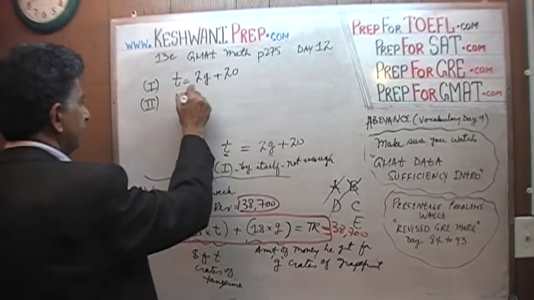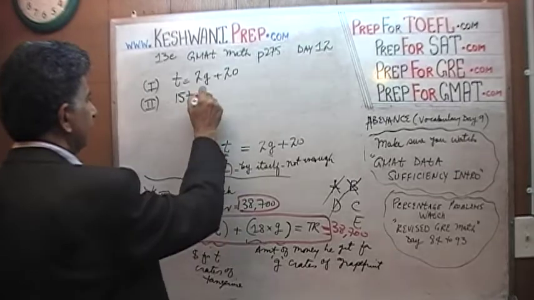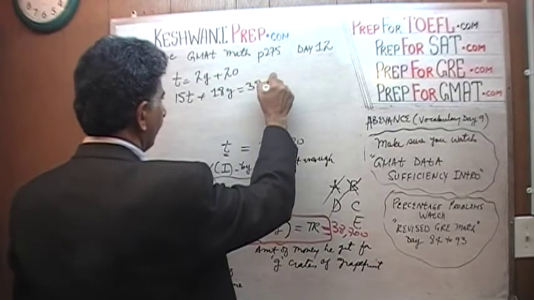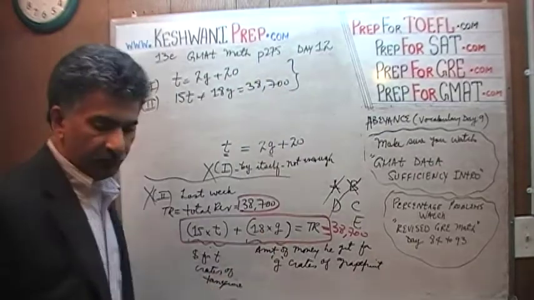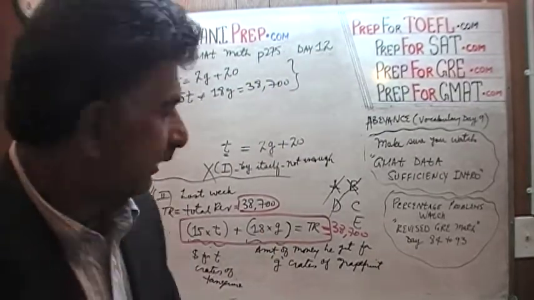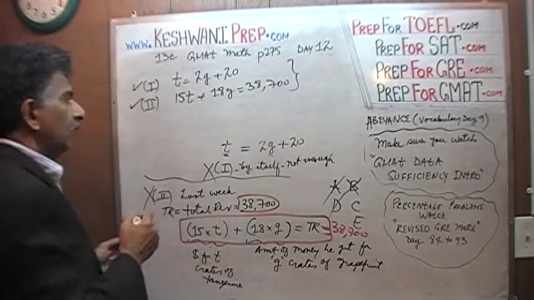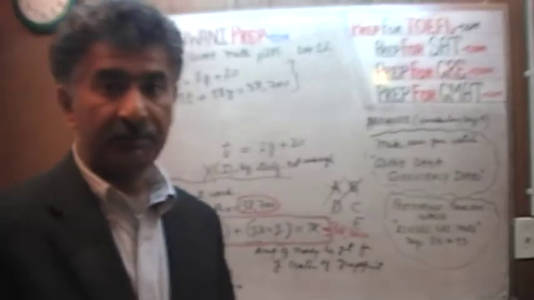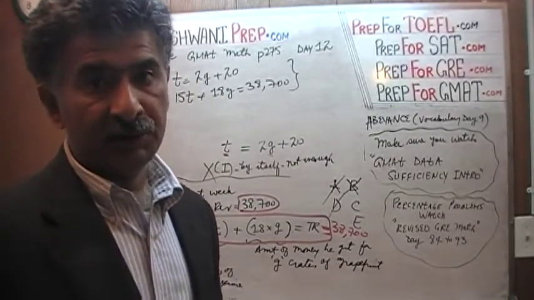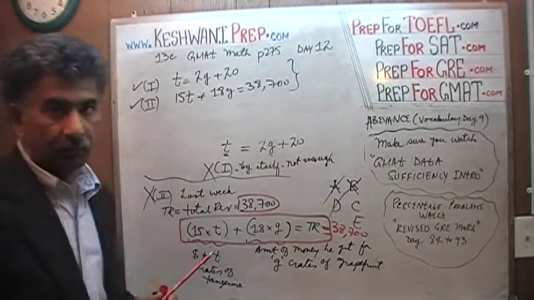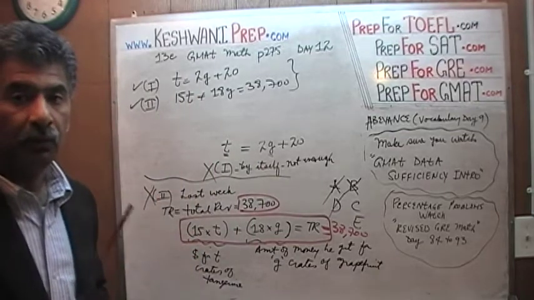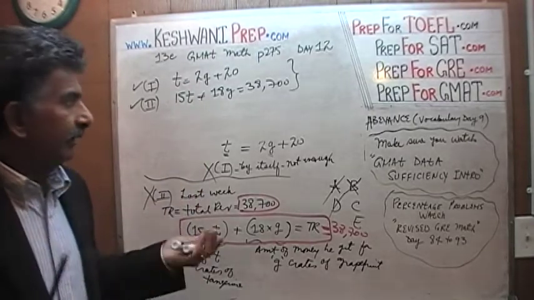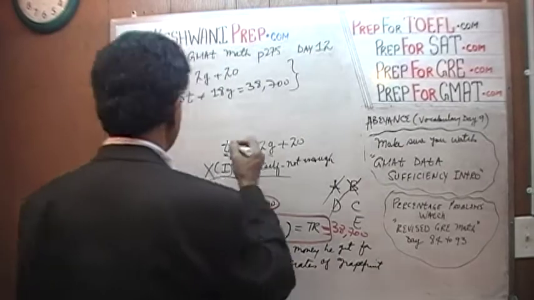And from the second statement we got this equation: 15T plus 18G equals 38,700. We should be able to see immediately that putting the 2 statements together will be enough to answer how many crates of grapefruit he shipped, or for that matter, how many crates of tangerines. There are two independent equations and two unknowns. Of course you can solve for T and G. That's it, we're done.